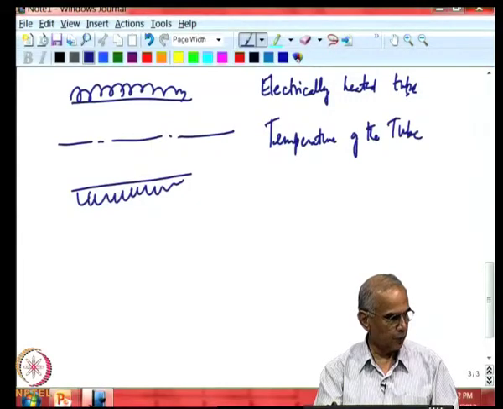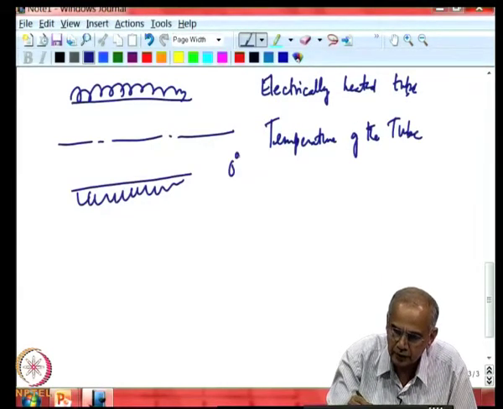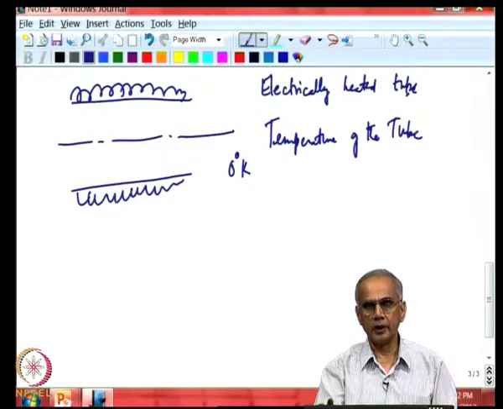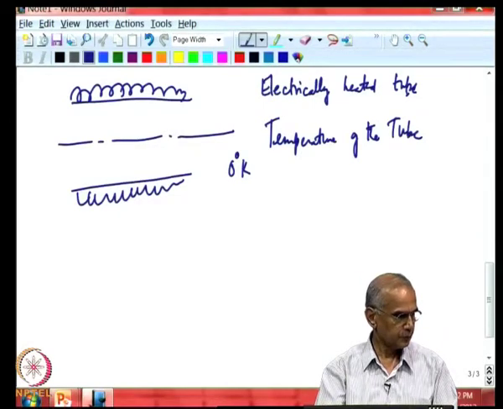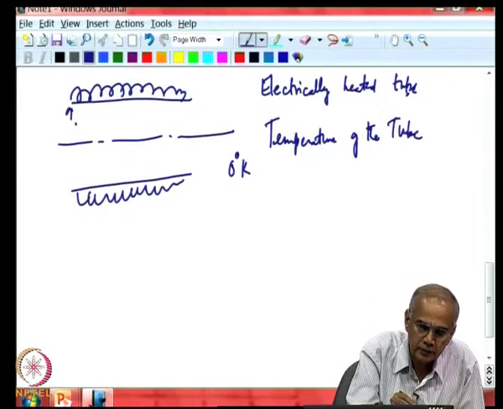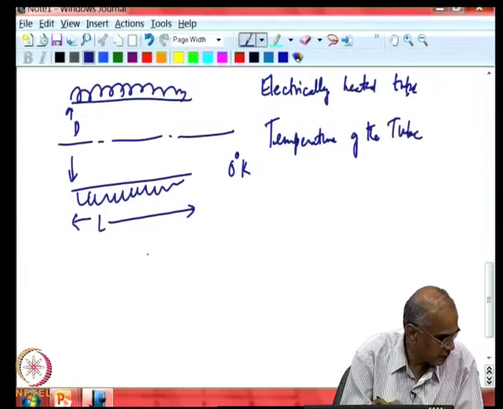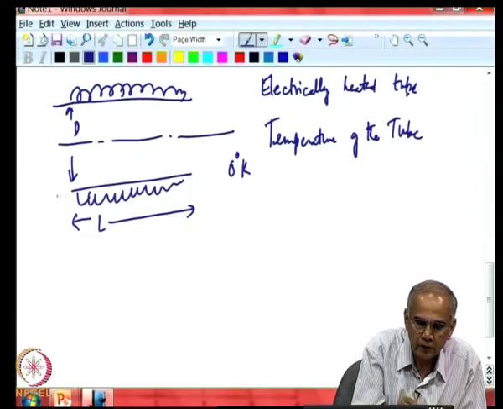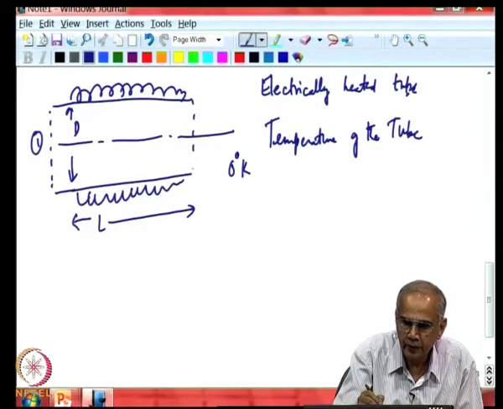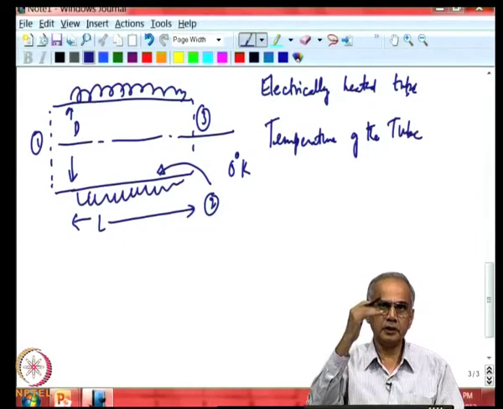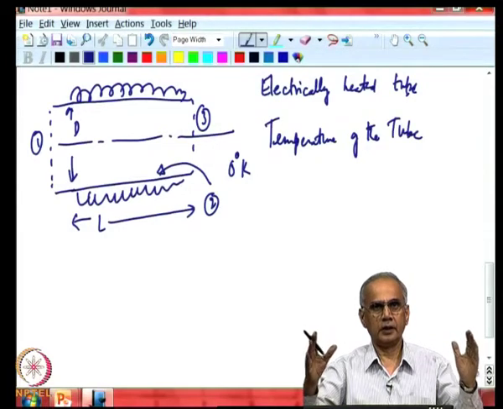So, in the simple problem we are going to do now, we will treat this ambient as at 0 degrees Kelvin. This is only for simplicity. Later we can easily extend this problem when the ambient is not at 0 degrees temperature. Now, let us say the tube diameter is d, length is L, and for convenience we will call this surface as 1, the other opening as 3, and the inner surface of the tube as 2. So, it is a 3 surface enclosure containing the inside of the tube and the 2 side openings.